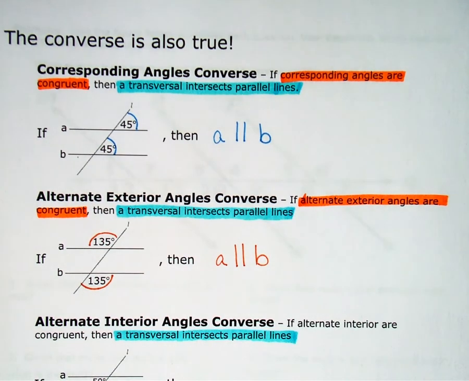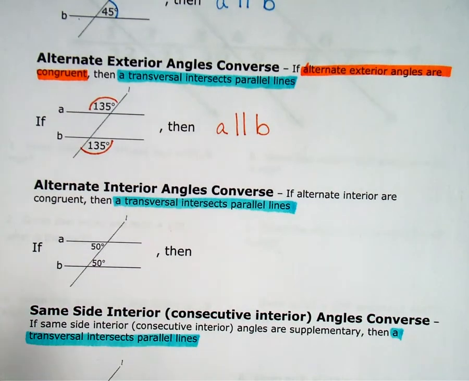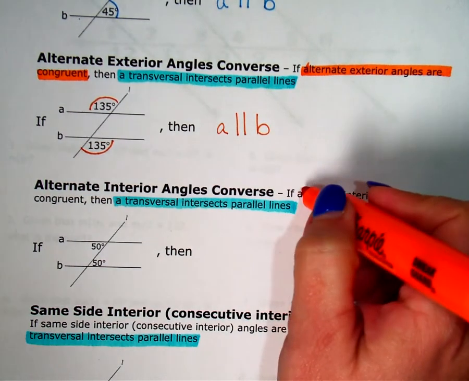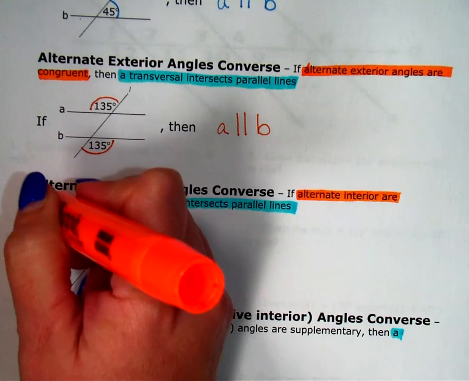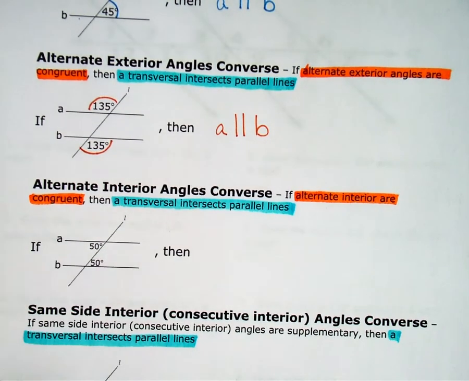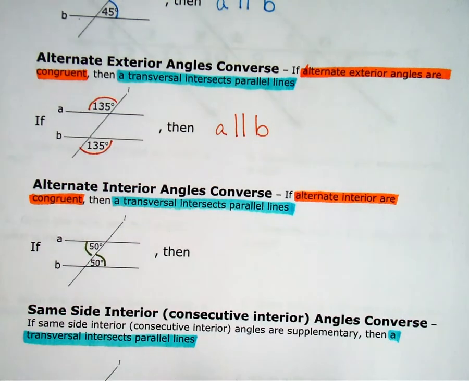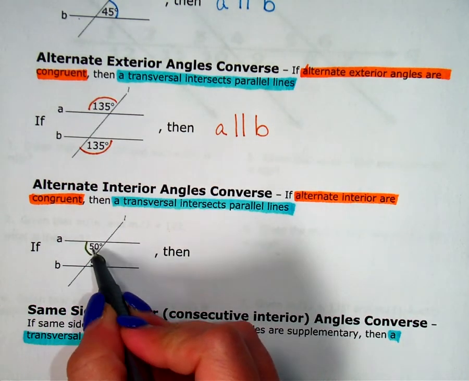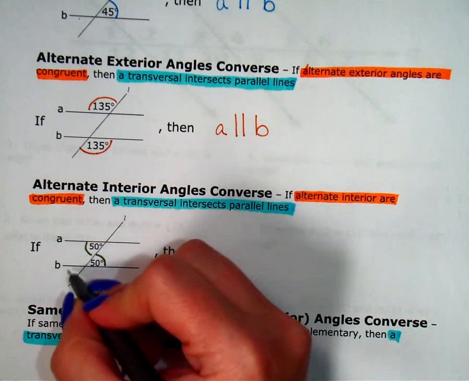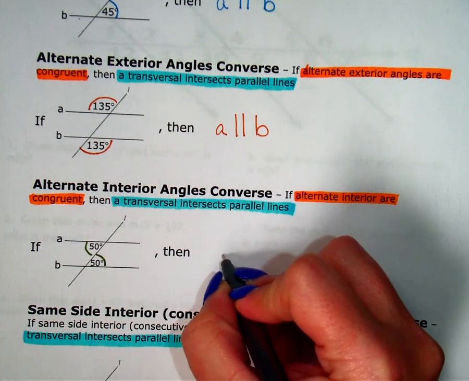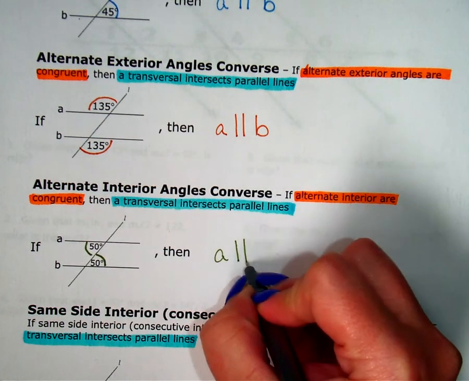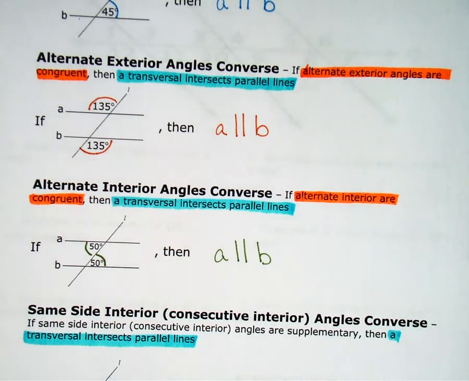Okay, that also works for my alternate interior angles instead of my exterior angles. So this time, my conclusion moved to the front. Alternate interior angles are congruent. So that's where I'm starting. My alternate interior angles are congruent. And that tells me when these alternate interior angles here are both 50, that means even though it doesn't show me that my lines are parallel, I can now prove that those lines are. Indeed, A is parallel to B.